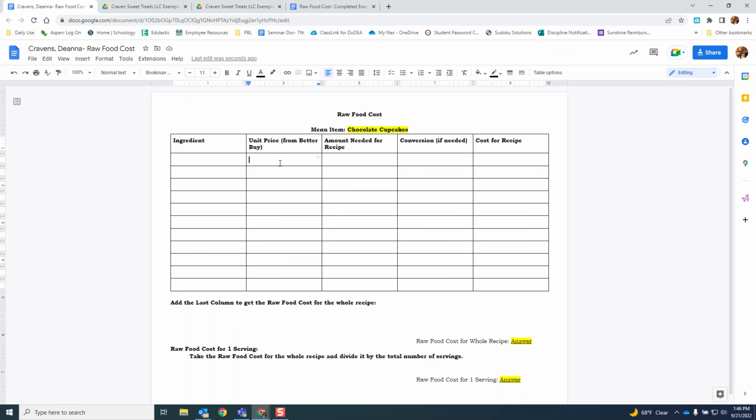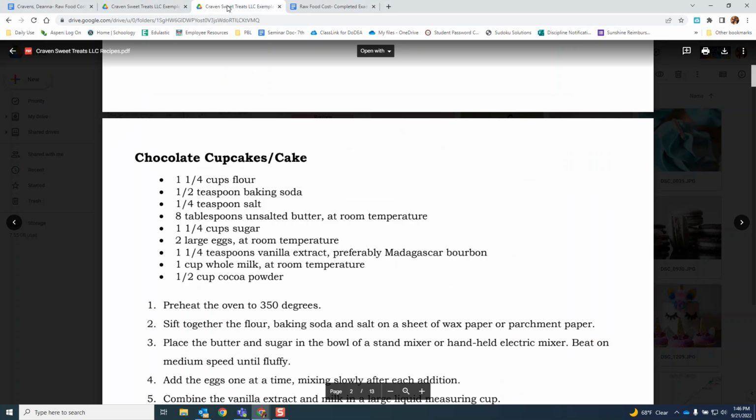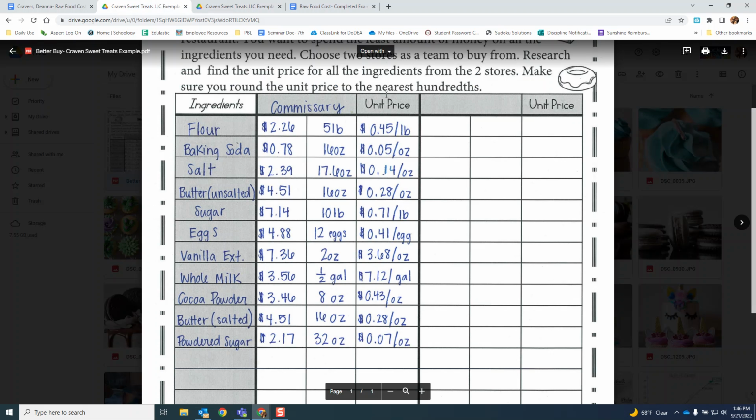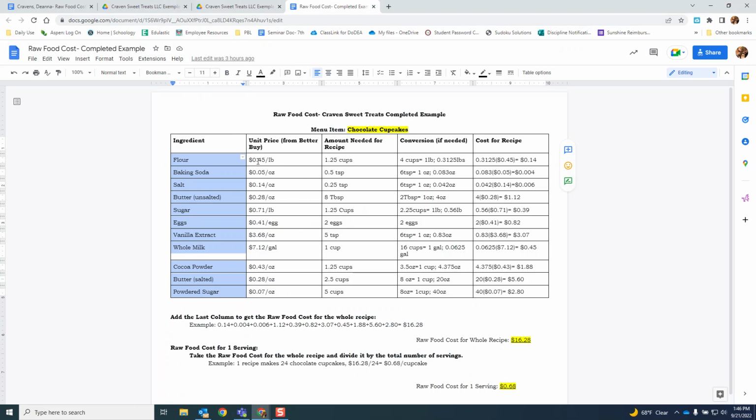Next, you're going to write down your unit price. You get that from your Better Buy. So right over here, my Better Buy, this that says unit price, I'm going to write all of those down. You can see that those match right here, and I included whether it was per pound, per ounce, or per egg. Make sure you include that because that's going to be important in a second when we're talking about conversions.